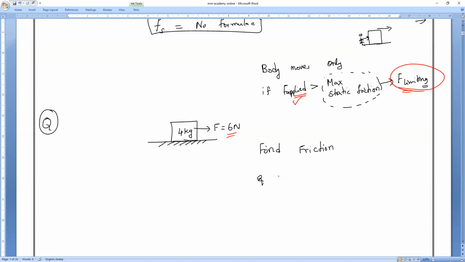So find acceleration also. So these are the two questions. So let us see how to solve it.